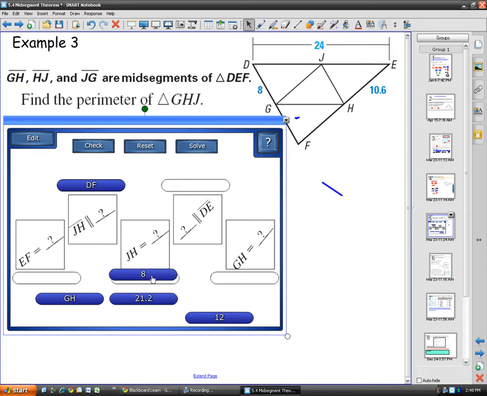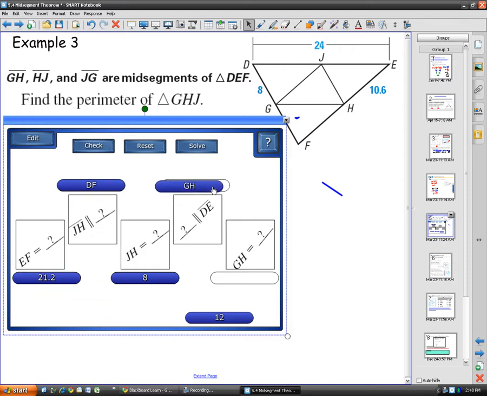So EF, let's go back to EF now. EF is this side right here. It is the full length of the side. Since H is the midpoint, that should have a length of 21.2. Sorry about that. And DE, which is this side up here, is parallel to which side? Well, it's parallel to GH. And if that's the case, then we already know that this piece right here is 8. We should be able to find the length of GH, which would be half of that, which would be 12.